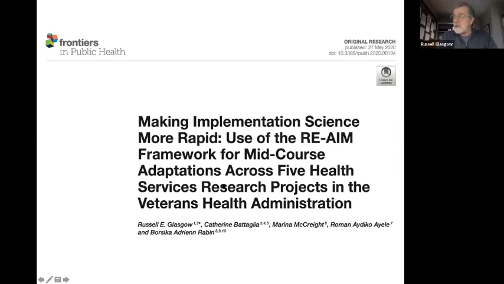Borsika is going to advance the slides for me. So most of what I have to share with you here comes from a recent publication that you can see there, where our aim is that we're trying to make implementation science more rapid.